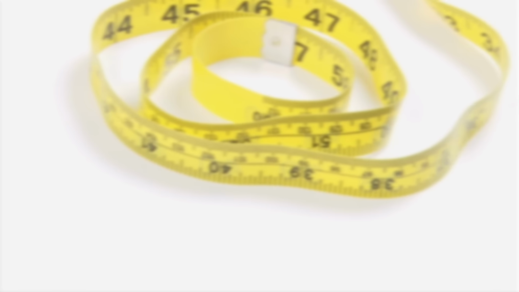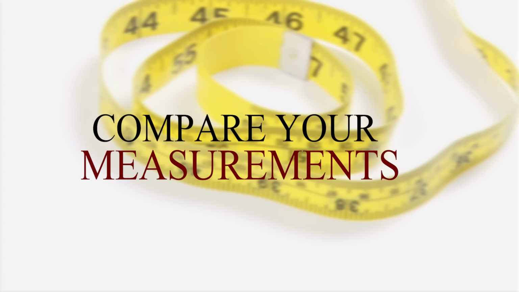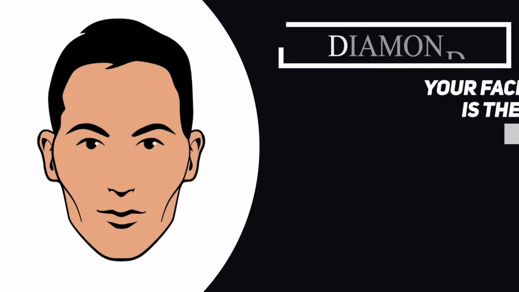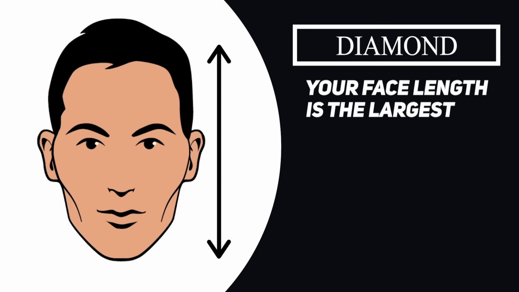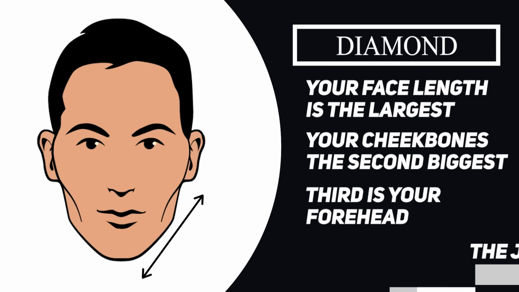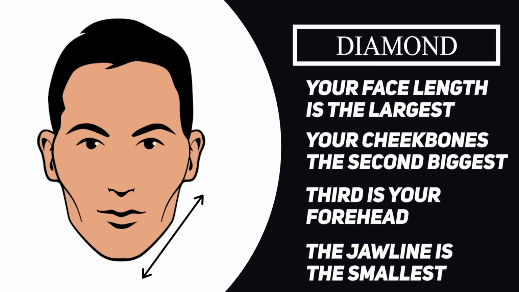All right, so the last thing we got to do is to compare your measurements with all the different face shapes and see which one is yours. Now the key here is to look at the measurement that is the biggest, the largest. Let's start with the diamond shape. If you have a diamond shape, your face length is the largest, your cheekbones the second biggest, and then your forehead, and lastly, the jawline, which is the smallest.